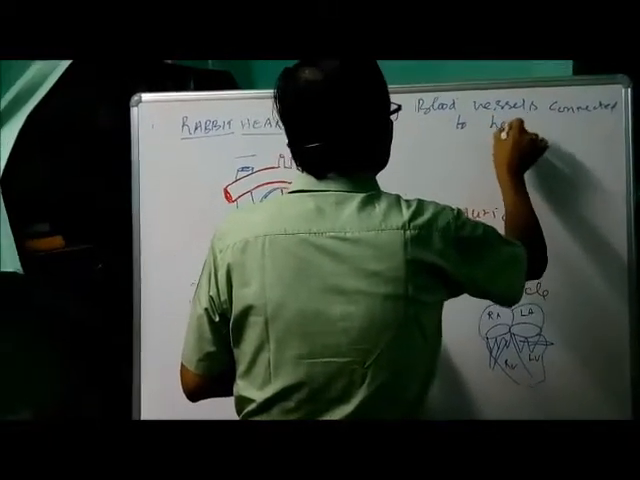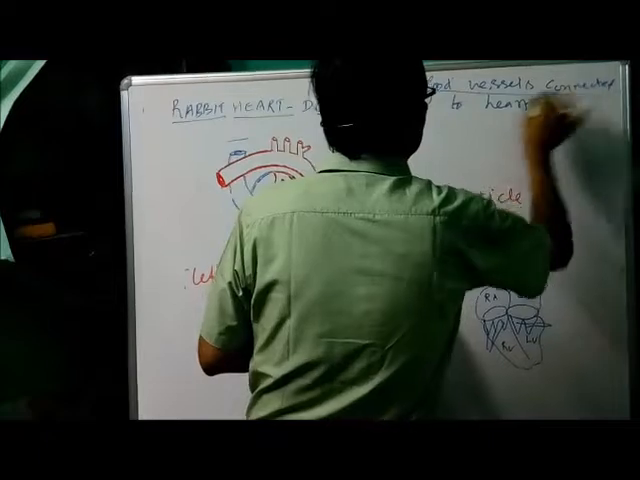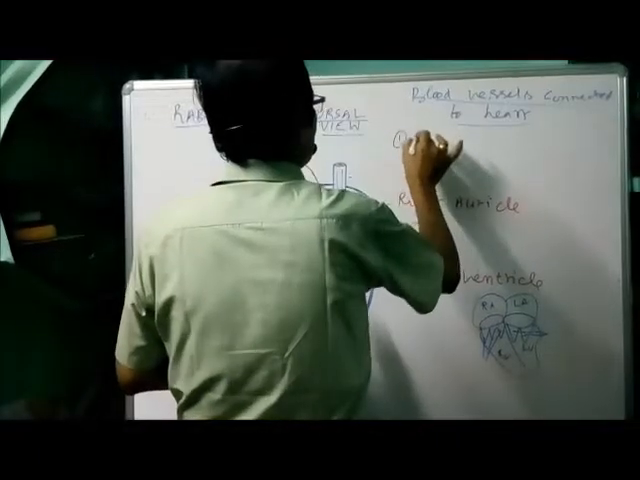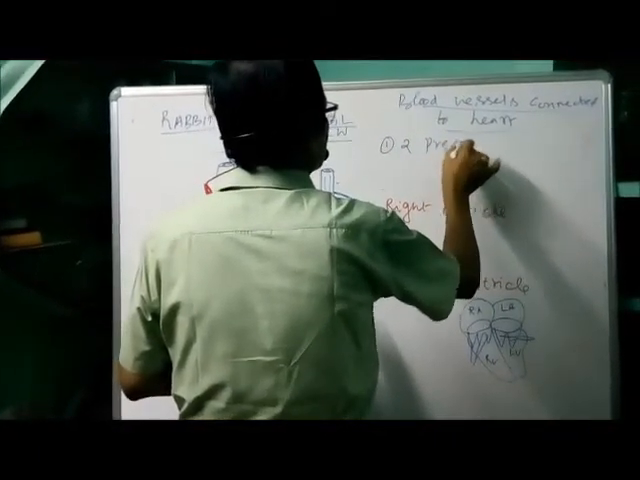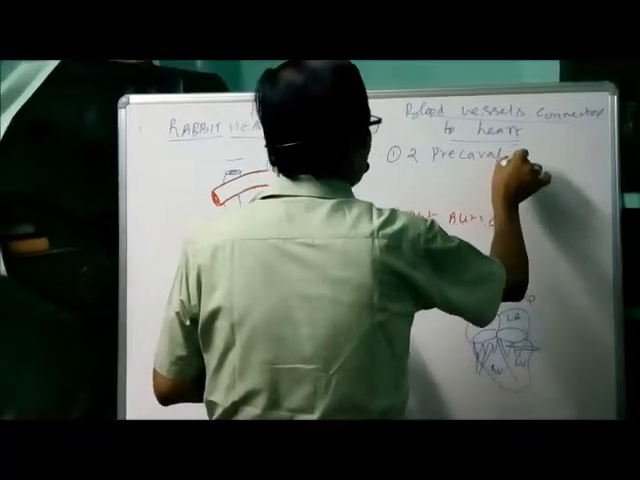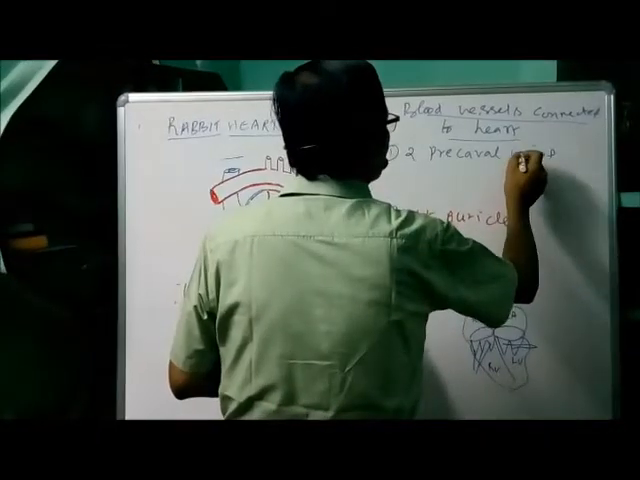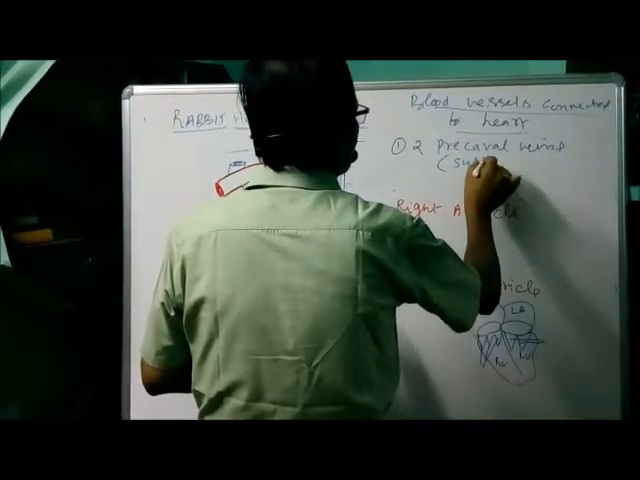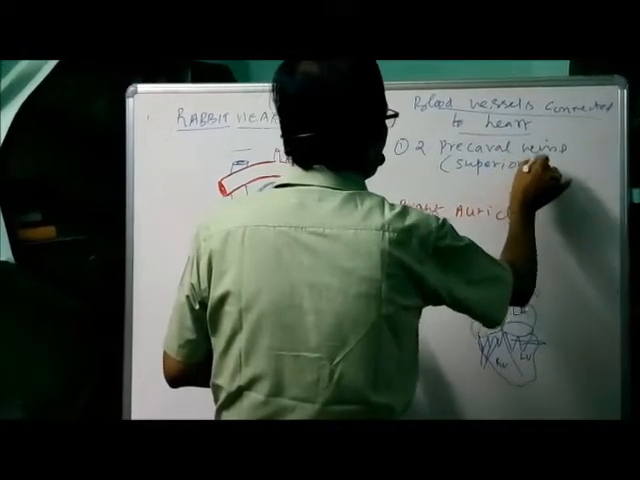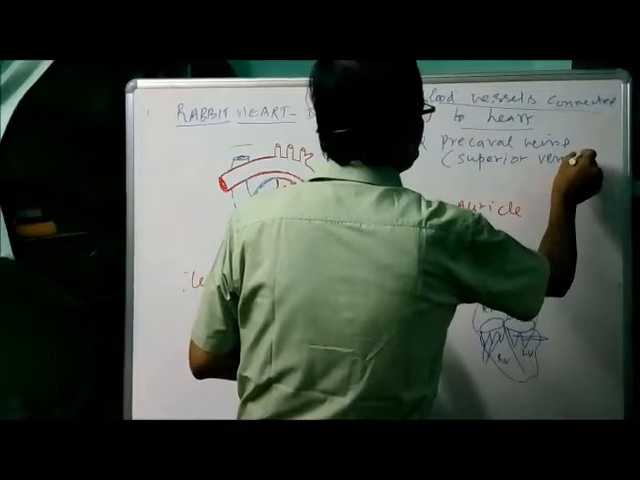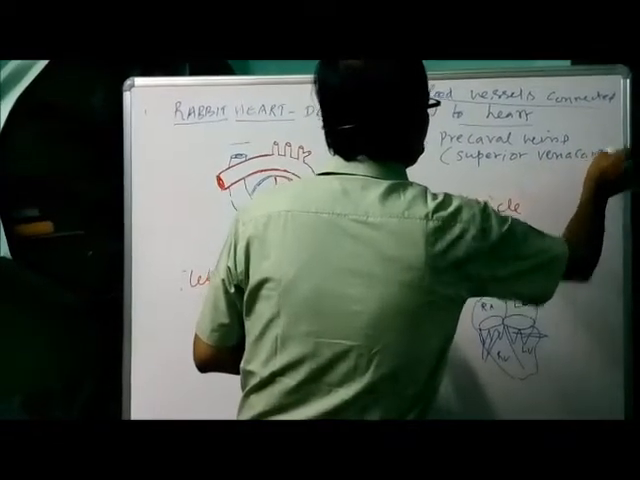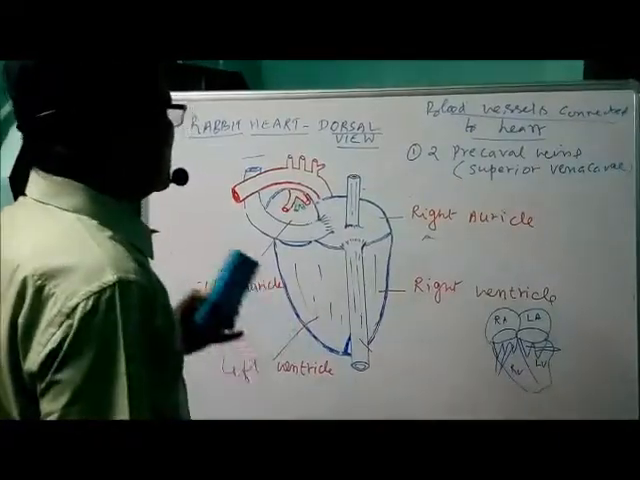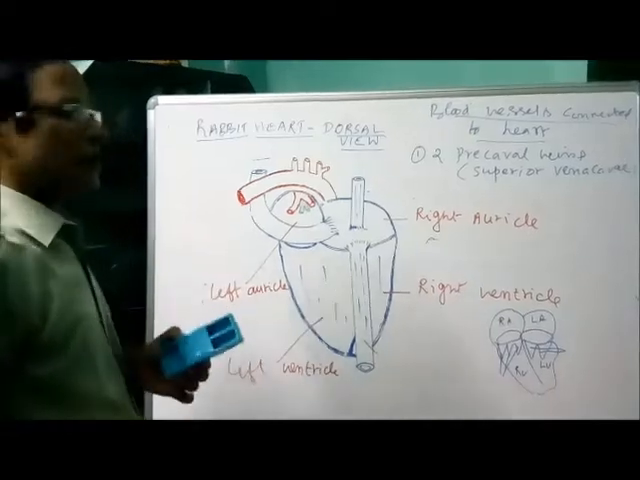Connected to the heart, what are the different types of blood vessels? Number one, two precaval veins. Now they are also called superior vena cava, vena cava singular, superior vena cava. One on the right side, another one on the left side.